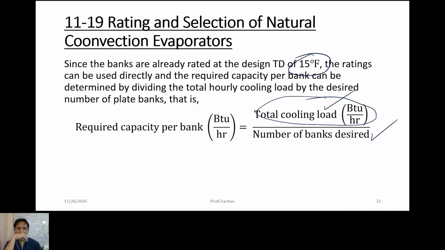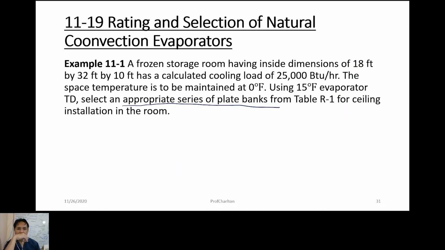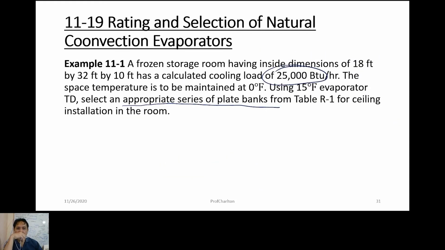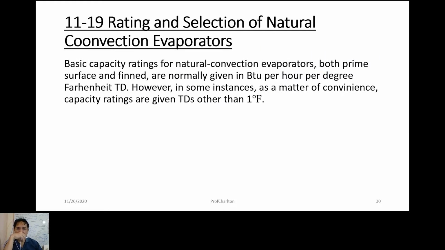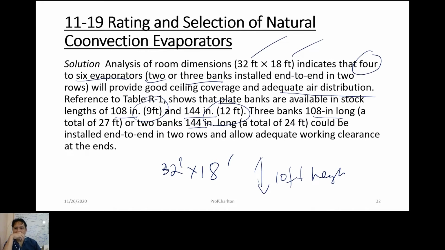So the total cooling load according to the problem is what? The total cooling load is 25,000 BTU per hour. So all we have to do is to divide that with the number of banks, no? Because according to the problem solution, mga anim na bank ang pwedeng ilagay doon, no? So according to the solution, 6, no, sabi, no? So 3, no, tas end to end, no?